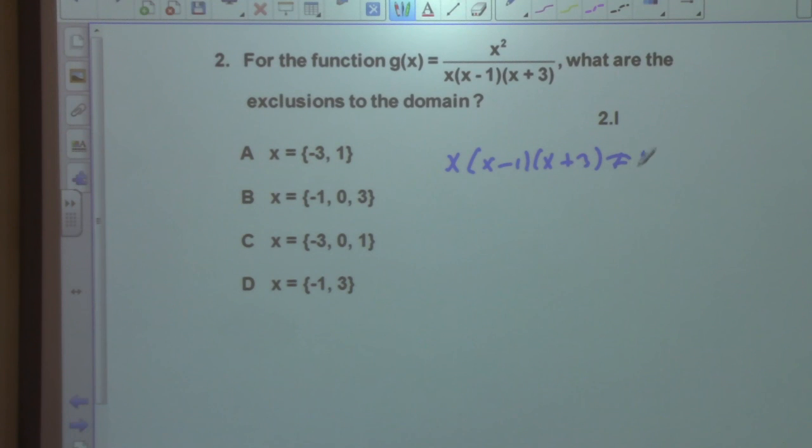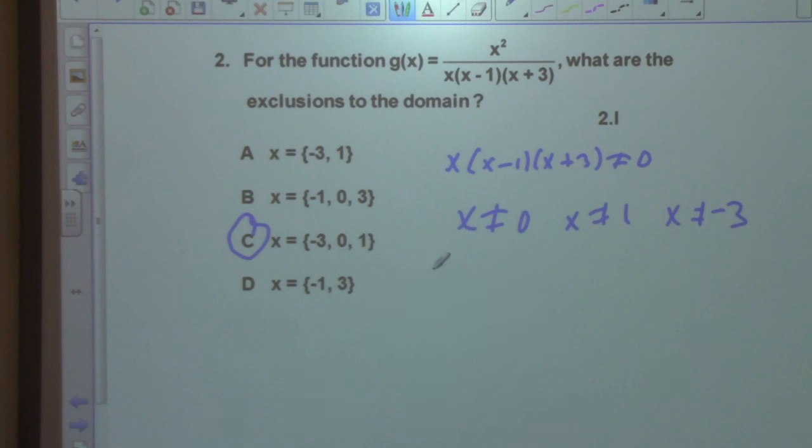we know that none of these can equal 0. So x cannot equal 0, x cannot equal 1, x cannot equal -3. And so what we look for is these values here. And so we're going to have these, our answers right here for C. Okay? Are we okay on that one? I think I passed on that.